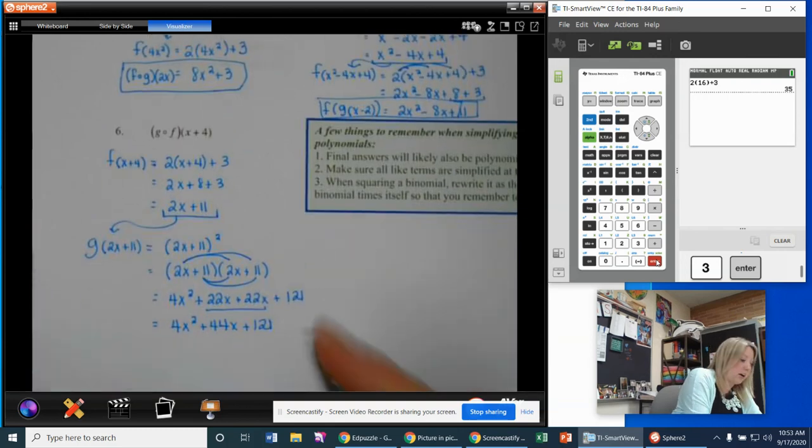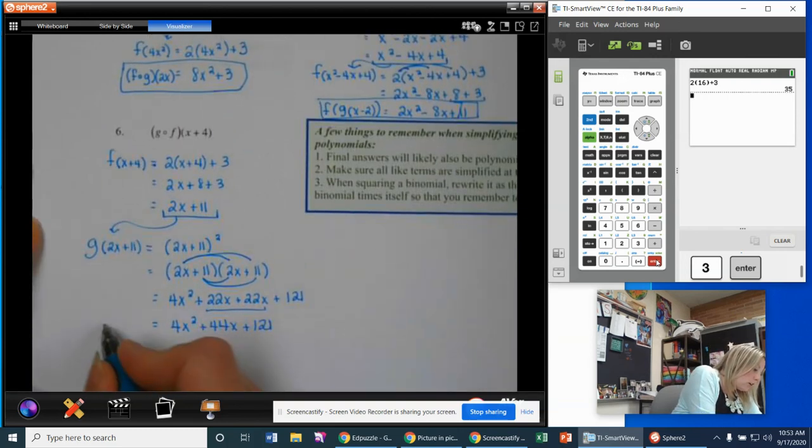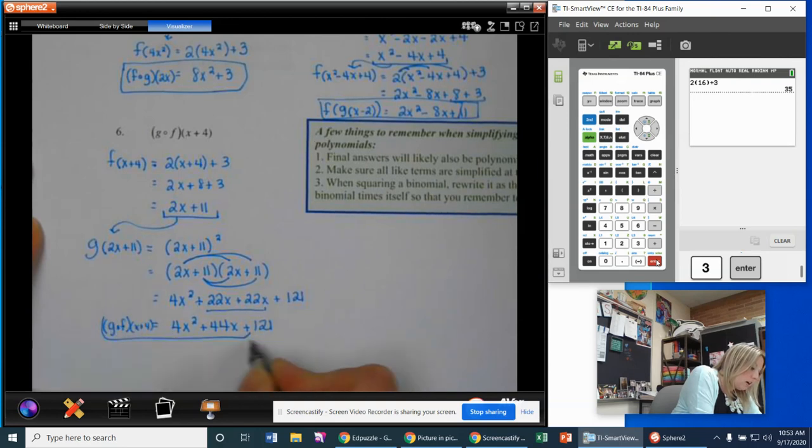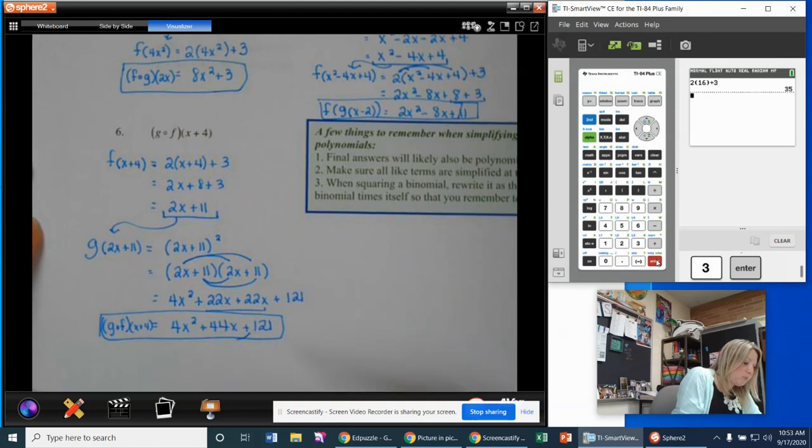Let me just scooch that up and get my notation down here. g of f of x plus 4 is what I plugged in. Oh, I tried to cut off my end again. There you go.